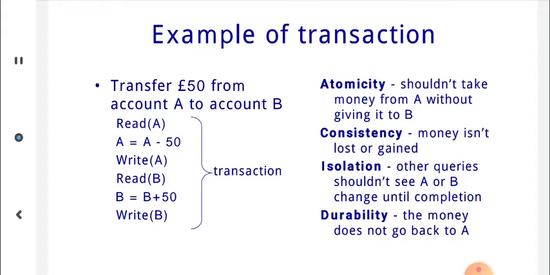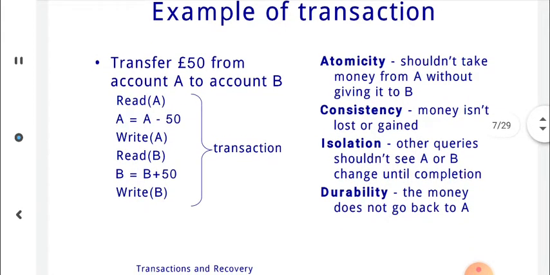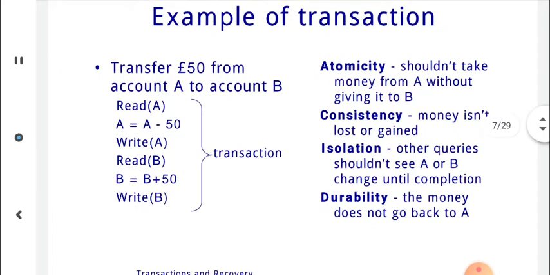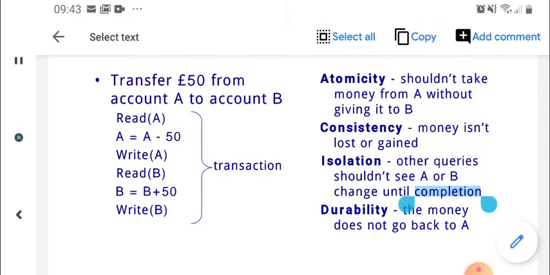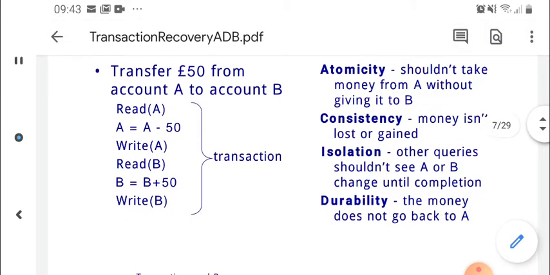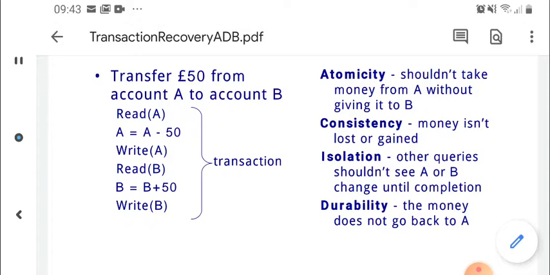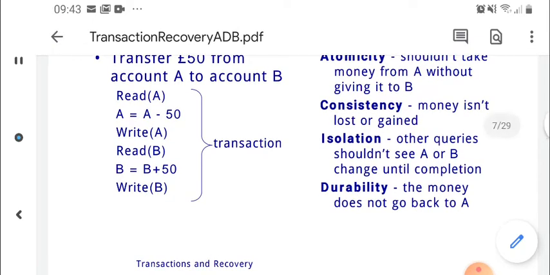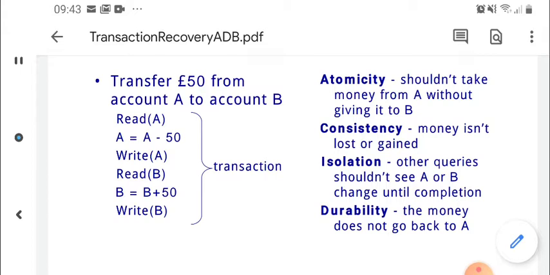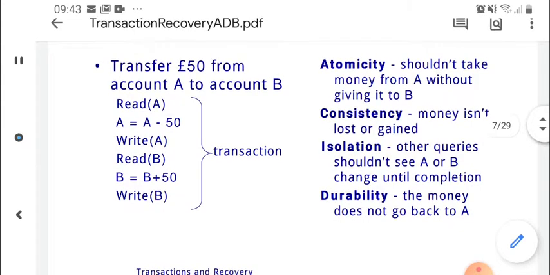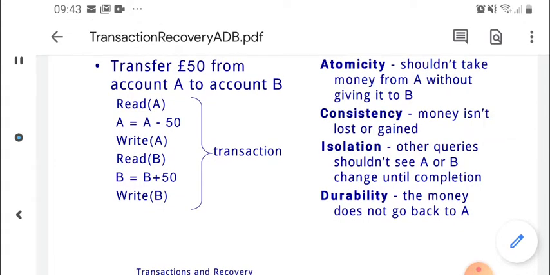Now, consistency: money is not lost or gained. Money is there, just moved from one account to the other. What could be lost if the consistency is lost? For example, it may happen that £50 is subtracted from A, but B did not receive it, so it is not consistent. Isolation: every other query should not see the change to A and B until completion. And durability: the money does not go back to A again. So it is very clear about atomicity, consistency, isolation, and durability from this example. If you are given a set of transactions, you may have to identify which one is atomicity, which one is consistency, which one is isolation, and which one is durability.